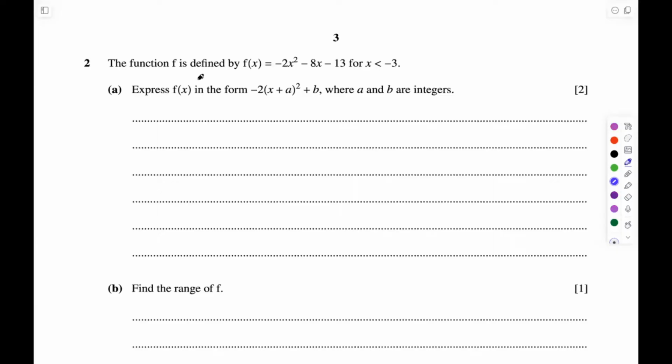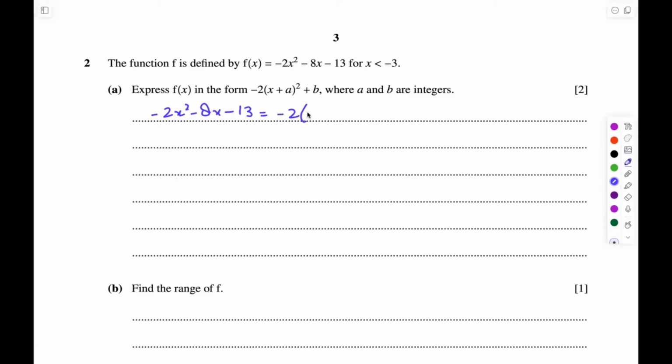In question 2, the function f is defined by f of x equals minus 2x squared minus 8x minus 13 for x is less than minus 3. In part A, we have to express f of x in the form minus 2 times x plus a, whole squared, plus b. So to express minus 2x squared minus 8x minus 13 in that form, we'll first expand it.